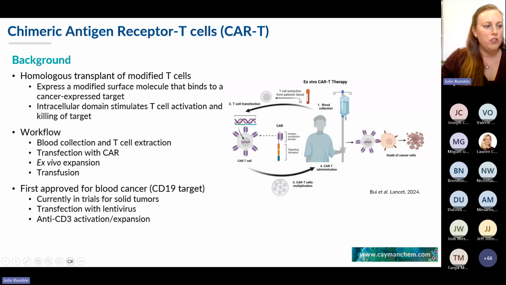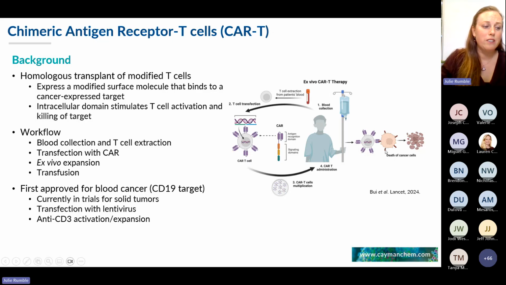Blood is pulled from the patient, and T cells are isolated. These cells are then transfected with the chimeric antigen receptor. Then they are activated and expanded. Once they have expanded sufficiently, they are reinfused into the patient, where they get to work killing the cancer that they are targeting.